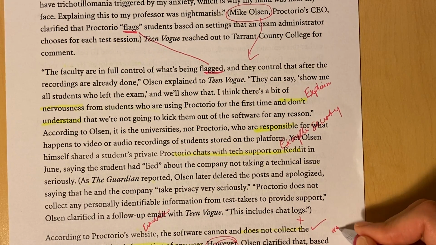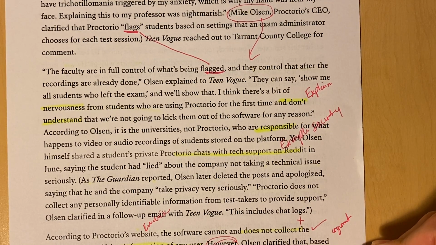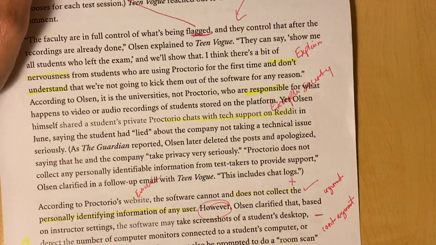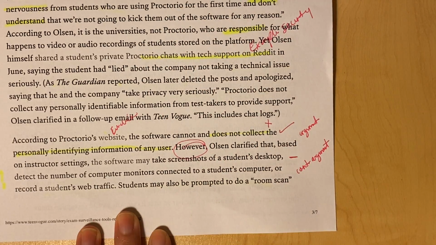So I'm just gonna write that. I'm gonna say argument, right? Counter argument. We're used to essays going through all of the information and then at the very end, maybe having a counter argument, but this is interesting because a counter argument is almost sprinkled throughout the essay.